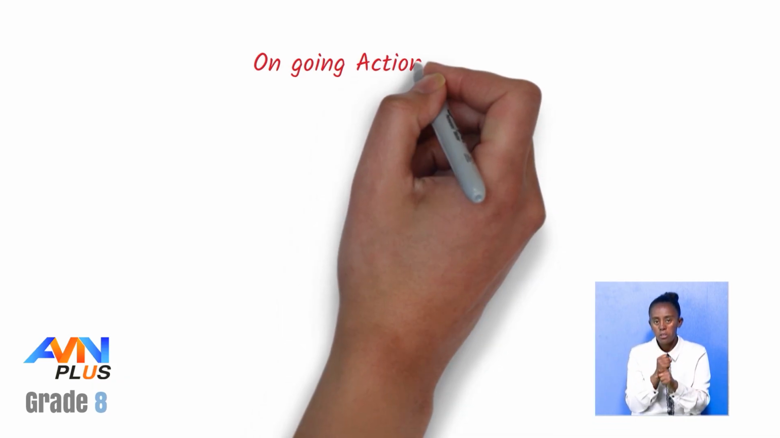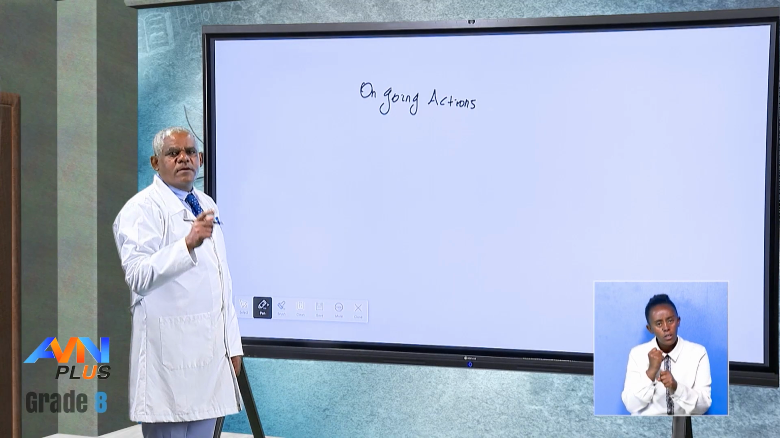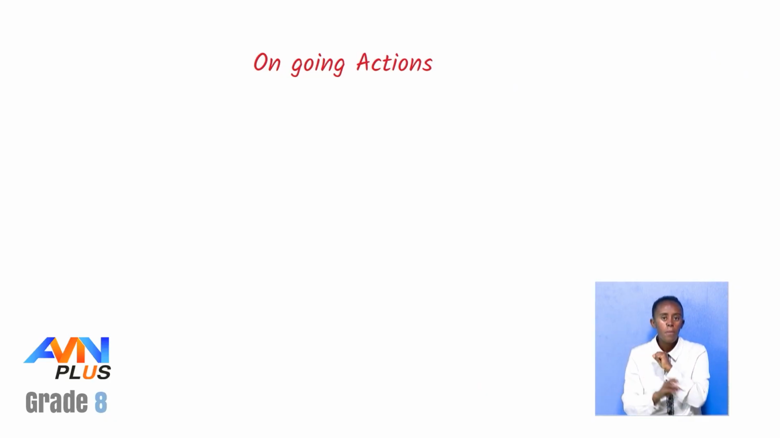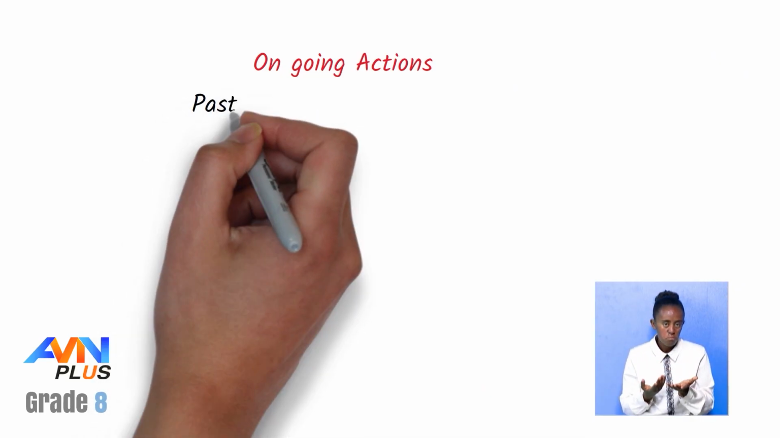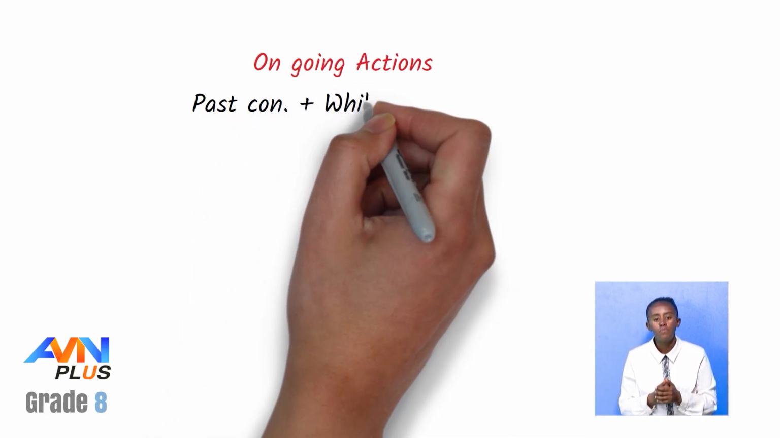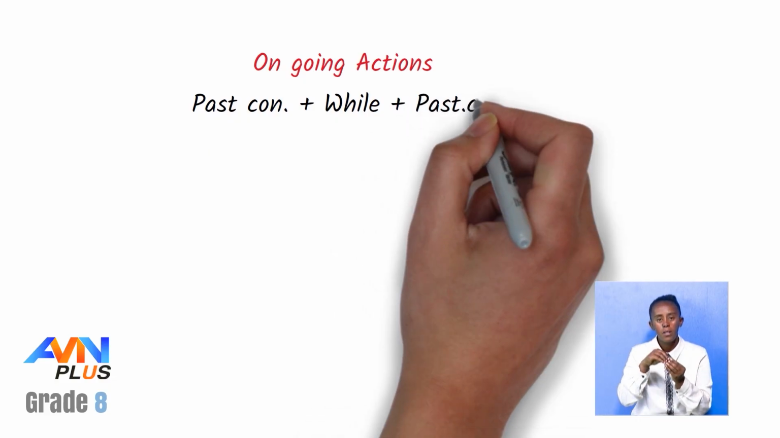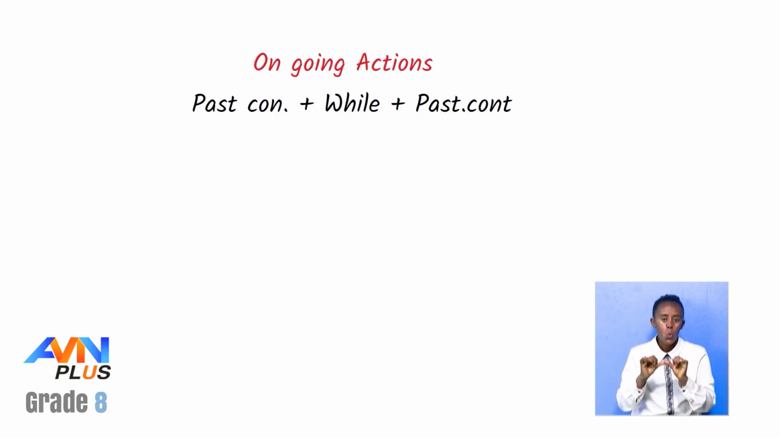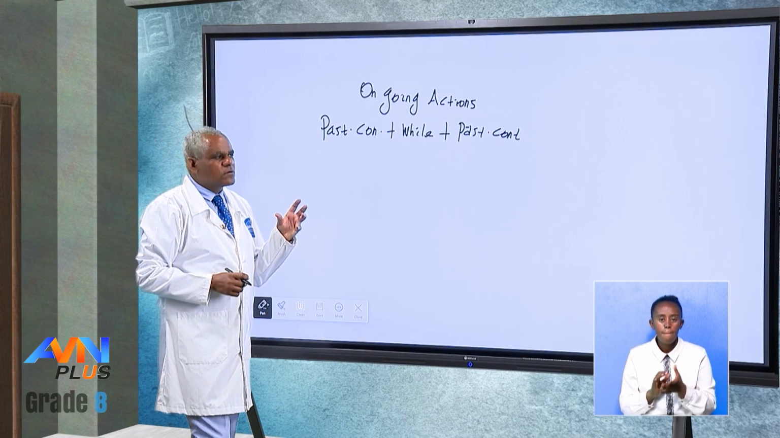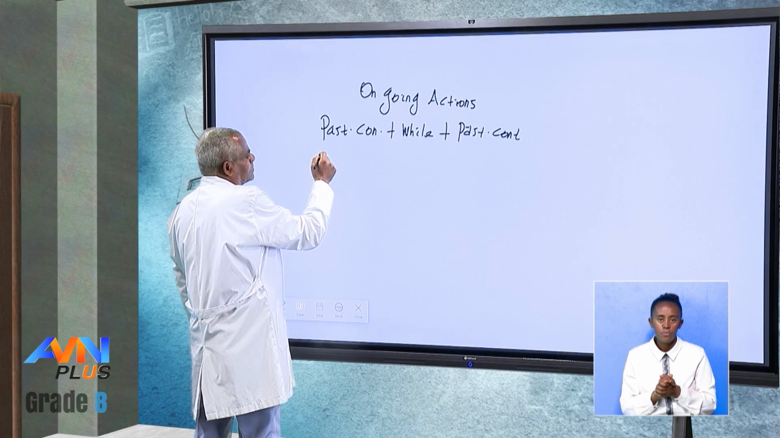Ongoing action. What kind of action is it? If you want to talk about the ongoing action, it's usually formed by the past continuous tense, plus that is while, plus past continuous tense. I would like to change this language form into sentences.